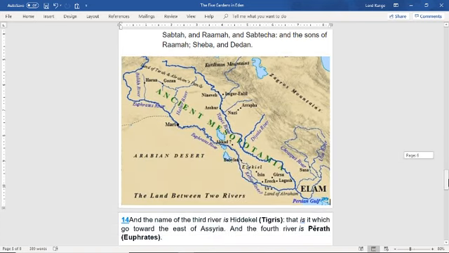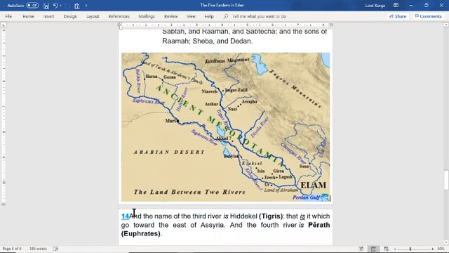So now I have this next image here. As we read verse 14, it says, and the name of the third river is Hiddekel. This is the river we know as Tigris today. And it says, that is it which goes towards the east of Assyria. And Assyria is located in this area here. I believe it's Nineveh that is in Assyria. And it says goes towards the east of Assyria. And the fourth river is Perath.